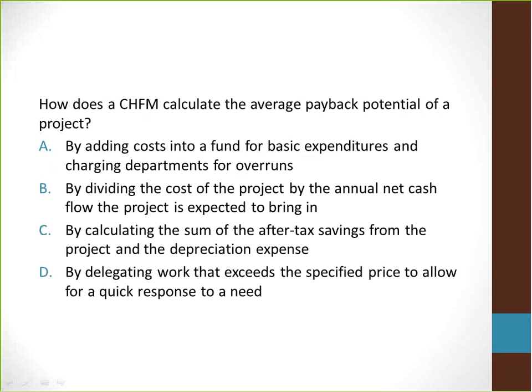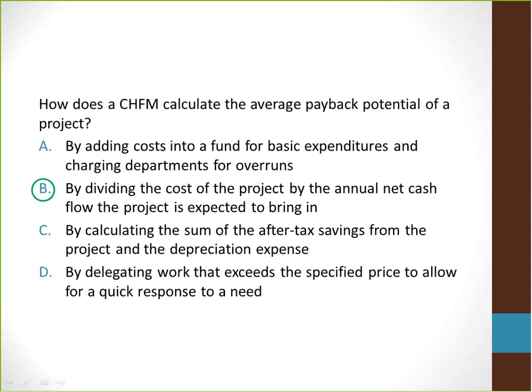How does the CHFM calculate the average payback potential of a project? A, by adding costs into a fund for basic expenditures and charging departments for overruns. B, by dividing the cost of the project by the annual net cash flow the project is expected to bring in. C, by calculating the sum of the after-tax savings from the project and the depreciation expense. Or D, by delegating work that exceeds the specified price to allow for a quick response to a need. Answer B is the best answer here.